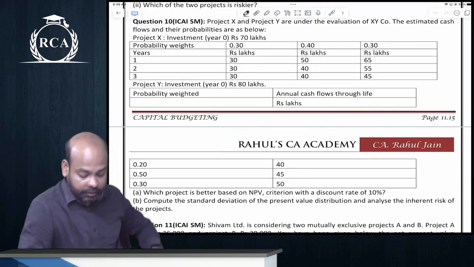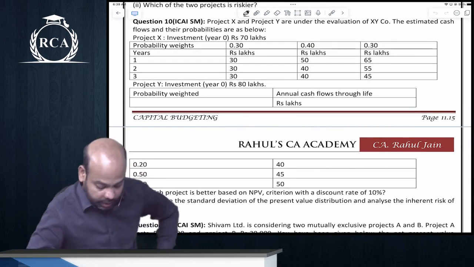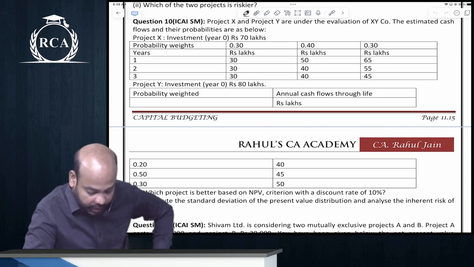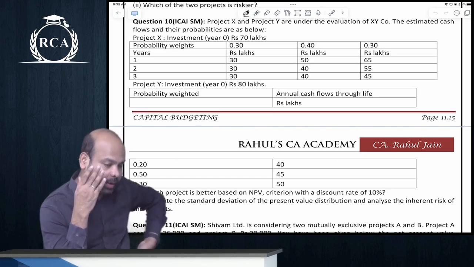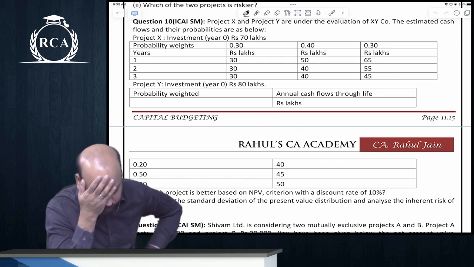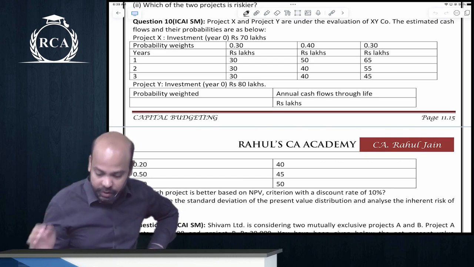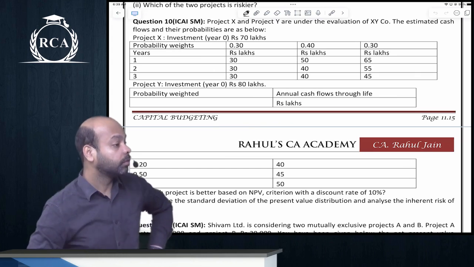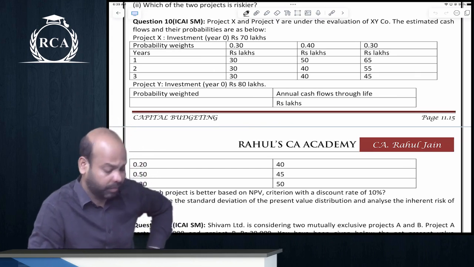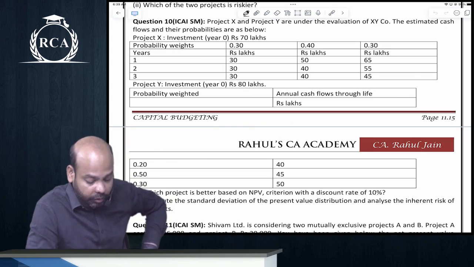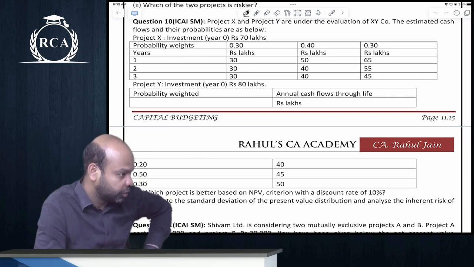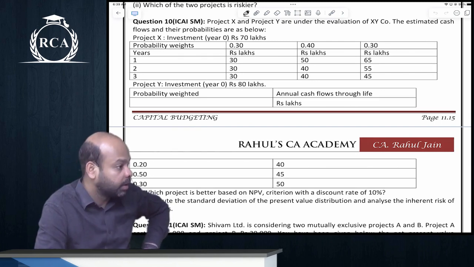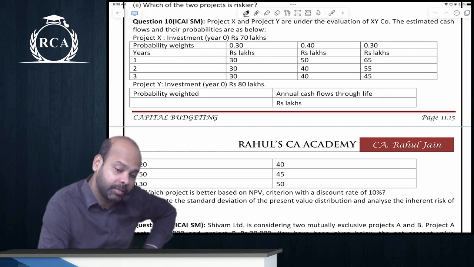So you're supposed to arrive at NPV. After that they're asking us to compute the standard deviation of the present value distribution and analyze the inherent risk of the projects. Now pay attention, most important point. Do you think the cash flows are dependent or independent? Project X is independent because multiple scenarios are given and anything can happen. Project Y is dependent. This question is coming right from 2000.